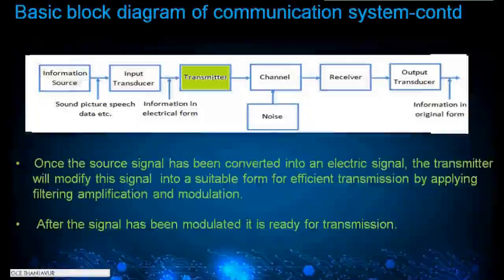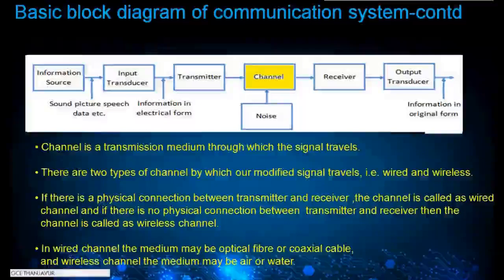Once a source signal has been converted into an electrical signal, the transmitter will modify the signal into a suitable form for efficient transmission by applying filtering, amplification, and modulation techniques. After the signal has been modulated, it is ready for transmission. After modification, the signal is given to the channel. The channel is a transmission medium through which the signal travels.